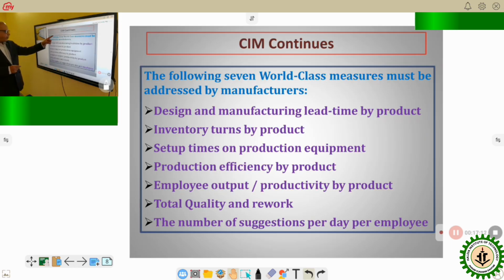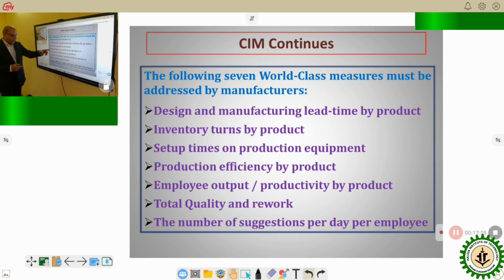So the following seven world-class measures must be addressed by the manufacturer. First of all, design and manufacturing lead time by product. That means the product must exhibit that its design and manufacturing lead time is as low as possible. So when the product is conceived, it will not take much time to bring its first model to the market.